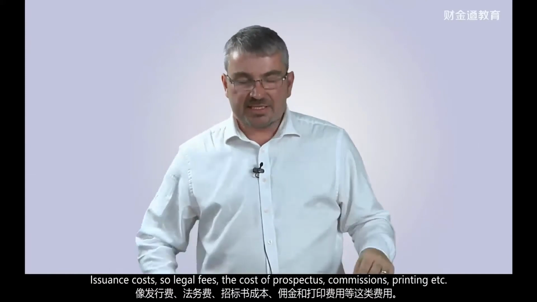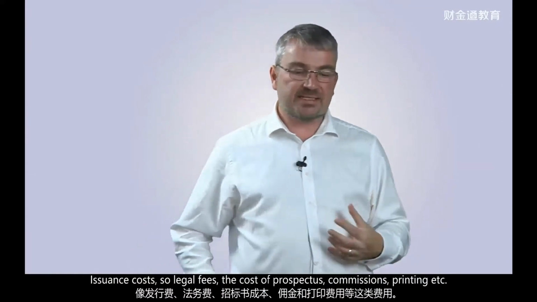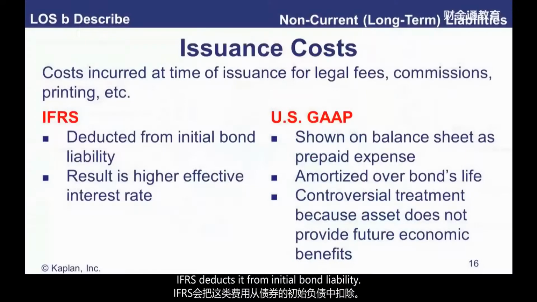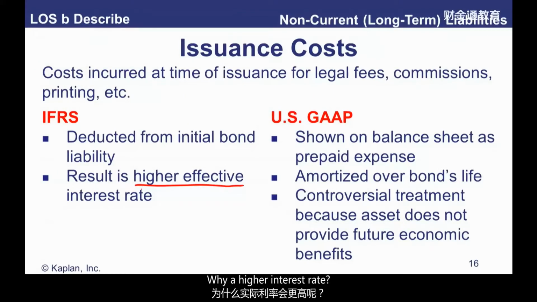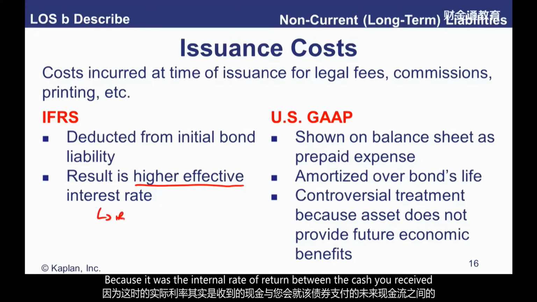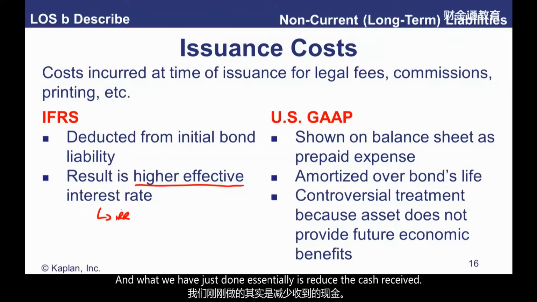Issuance costs, so legal fees, the costs of prospectuses, commissions, printing, etc. US GAAP and IFRS take a different approach here. IFRS deducts it from the initial bond liability. So now remember, what that's going to result in is a higher effective interest rate. Why a higher effective interest rate? Because it was the internal rate of return between the cash you received and the future cash flows you were going to pay on the bond.